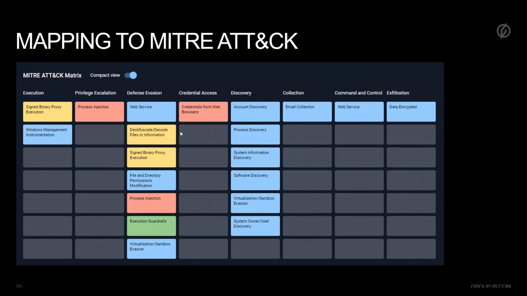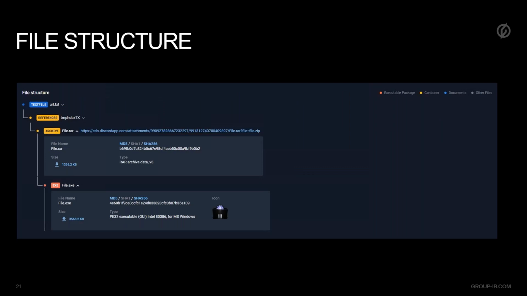And if you are not sure about some specific technique, you can just click on it and get additional information about what exactly was using this technique and how this technique is described by the MITRE ATT&CK matrix itself. Also, if you need, you can check the file structure. You can see the information about the file that was downloaded. Here, for example, you can see that this link was leading to the download of a file archive. And that's interesting because in the link we can see file rar, file zip, something like this, but we can see that this was actually a rar archive.